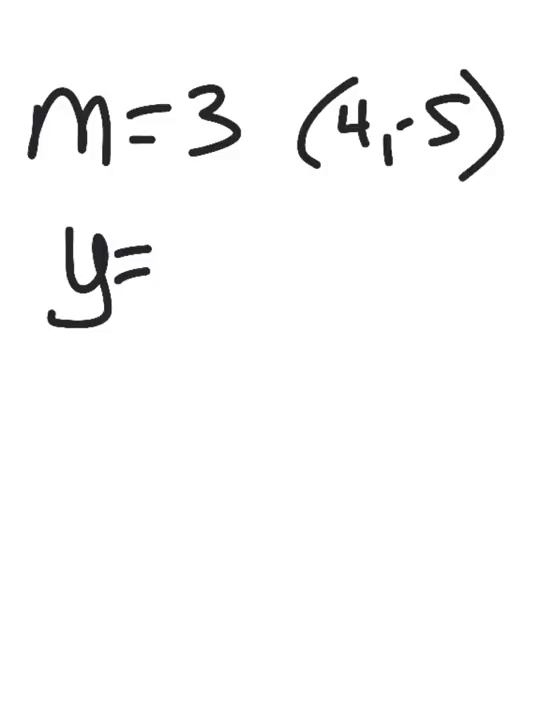Okay, let's say I want to write the equation of a line, and I have the slope m equals 3, so my slope is 3, and I want my line to pass through the point (4, -5). So I'm going to start with slope-intercept form. So I have y = mx + b.